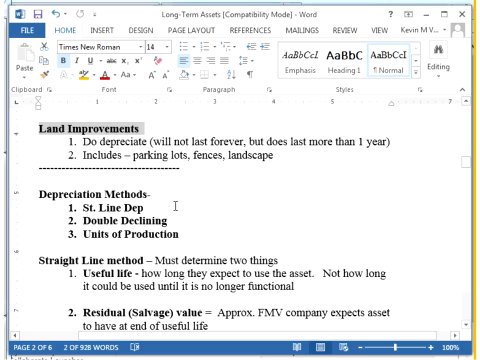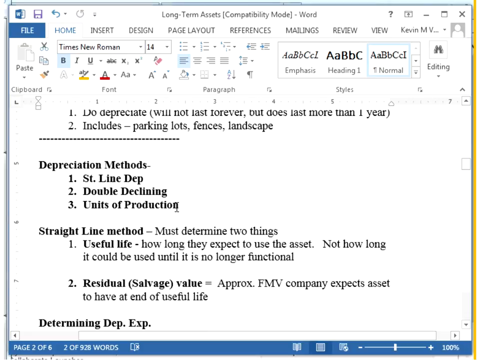Okay, now since we've just begun to talk about depreciation, what we're going to do in the first half of this lecture is look at straight line depreciation, and then what happens when I sell an asset and I'm using straight line depreciation. The second video will focus on the last two methods, double declining and units of production.